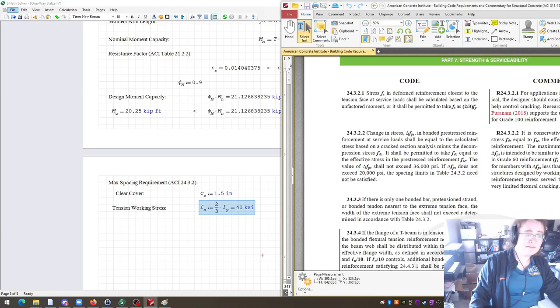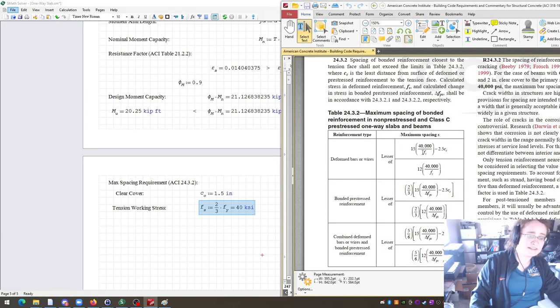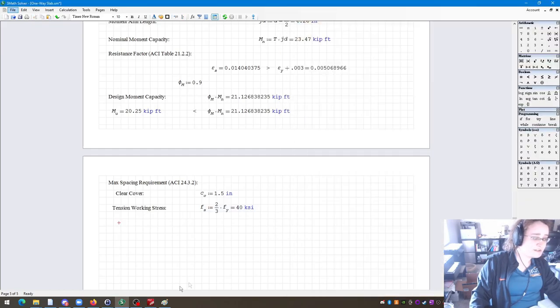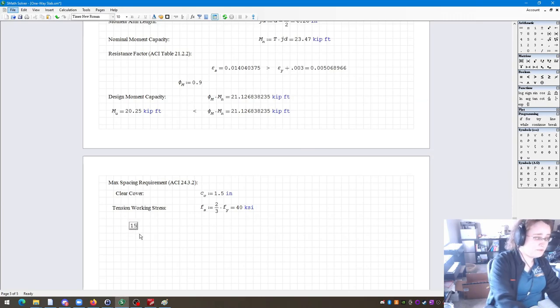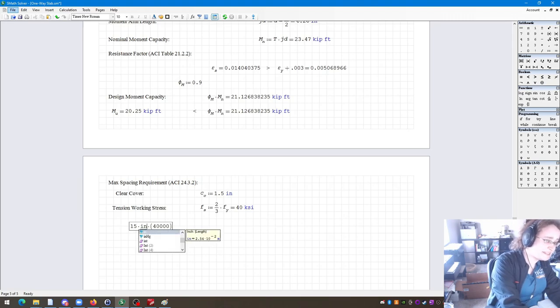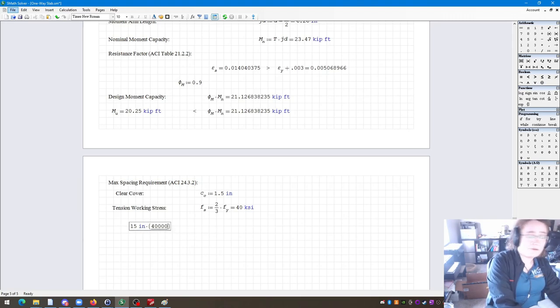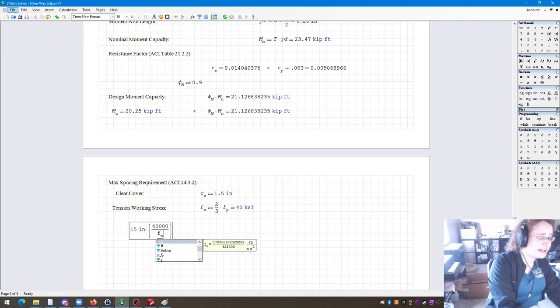So then we go back to our table, 24.3.2, and calculate these two conditions. We want the lesser of 15 times 40,000 divided by FS, and this is a spacing, so it's going to be in inches. I want to divide by KSI to cancel out the unit there, minus 2.5 times C sub C.